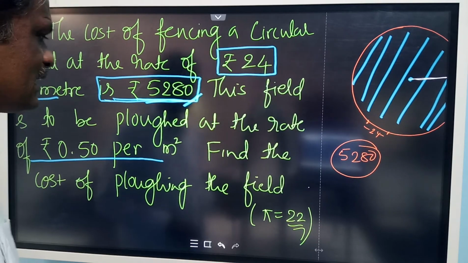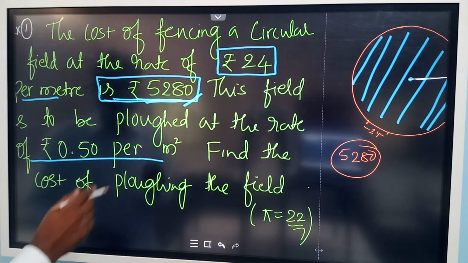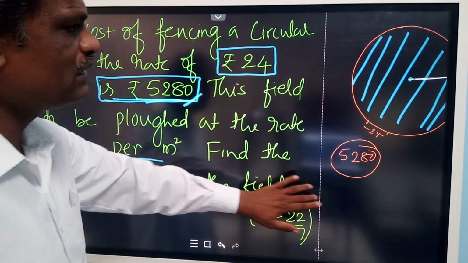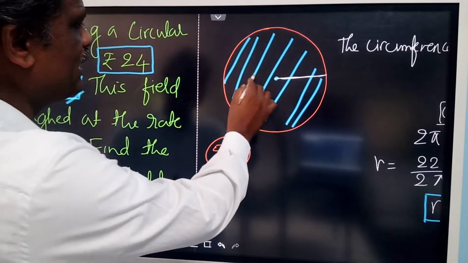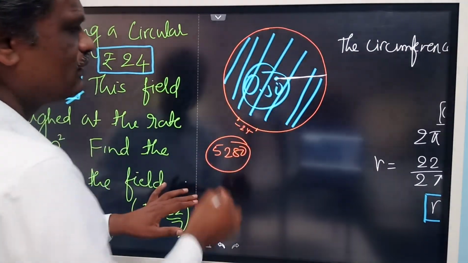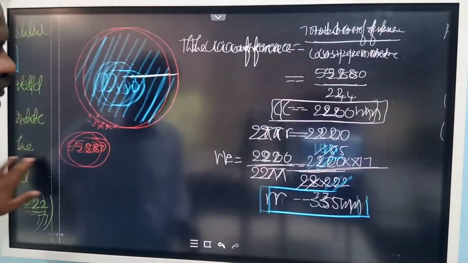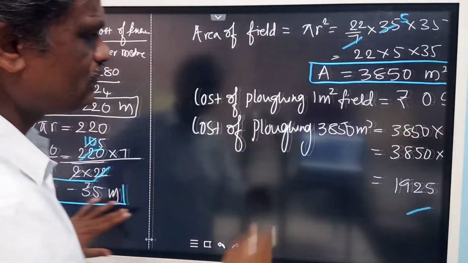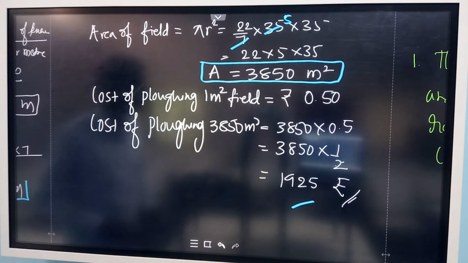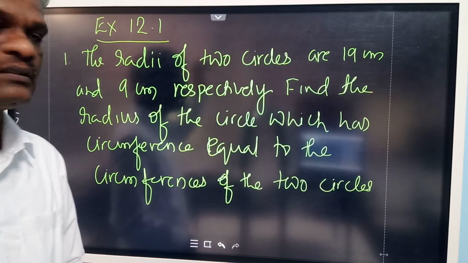After finding the area of the circle, you need to find the cost of flowing this circular field. The rate of flowing is given as 0.50. Then the entire field can be flowed using this much money, 1925. Now read this question now.